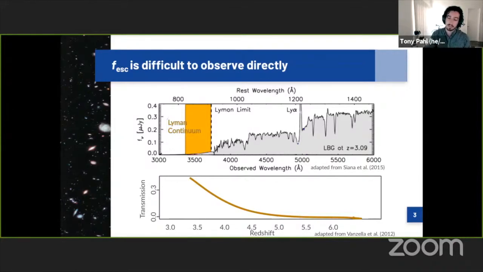Unfortunately, as you can see on the bottom plot, the transmission as a function of redshift of the Lyman continuum drops off precipitously past the redshift of about 3.5 or 4. So this makes redshift 3 a great laboratory for studying Lyman continuum directly and seeing which types of galaxies are leaking ionizing radiation.